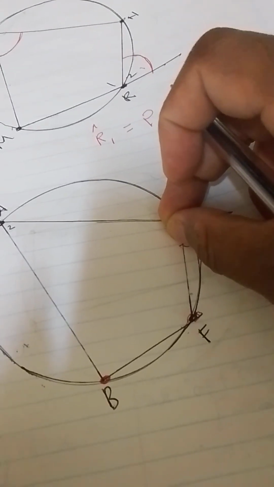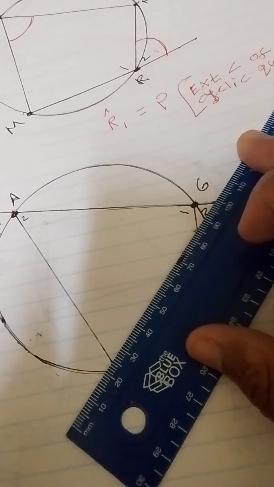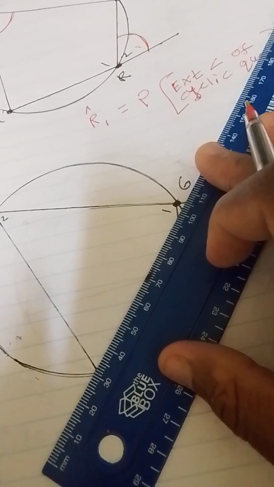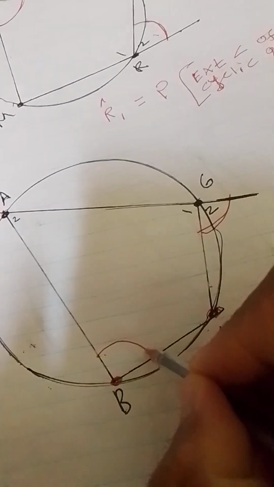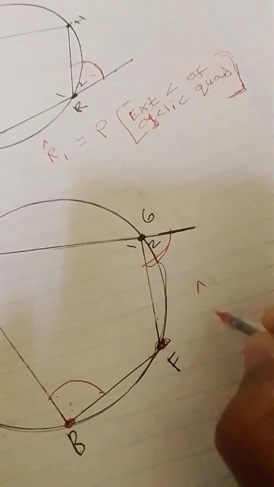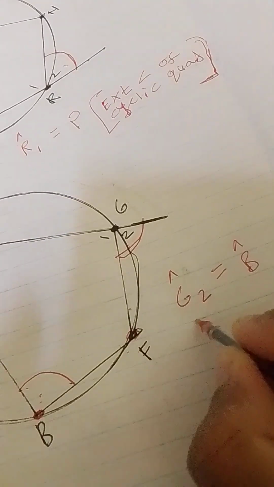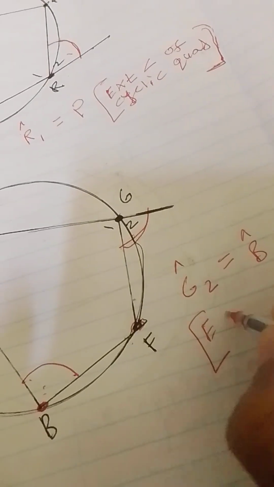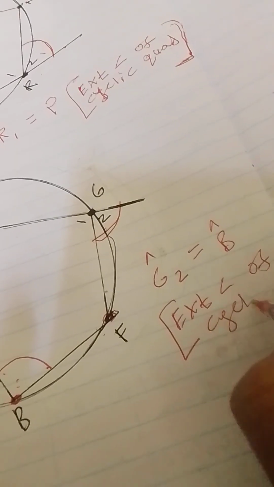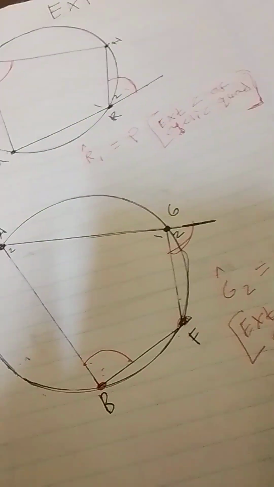So from this chord all the way to this one, and from this chord all the way to this one, we don't look at the angle. We don't look at this one. So I normally say place a ruler like this to check the angle that is opposite G2. So the angle opposite G2 will be this one. Which means angle B is equal to G2. So we are writing here angle G2 is equal to angle B, and then we write the reason. The reason is exterior angle of a cyclic quad. Exterior angle of a cyclic quad is equal to the opposite interior angle.